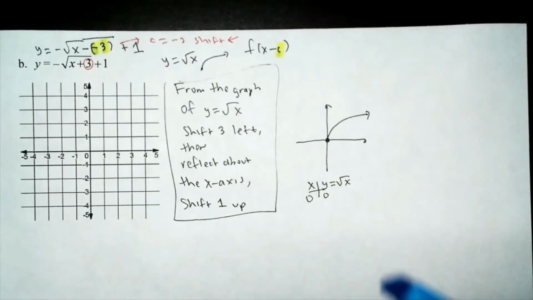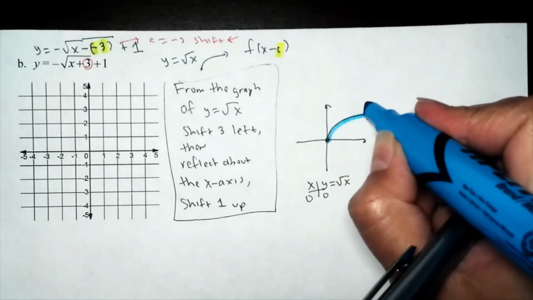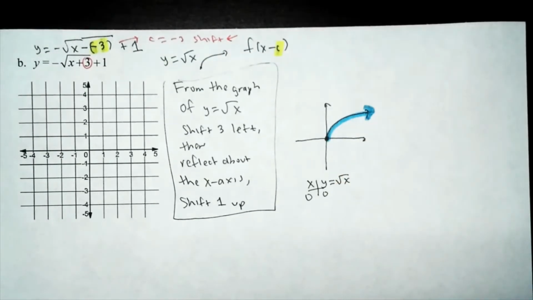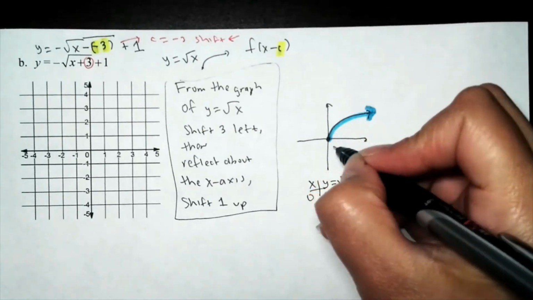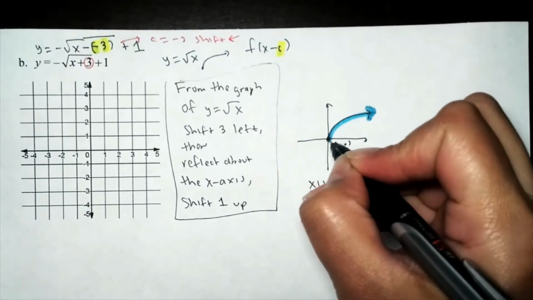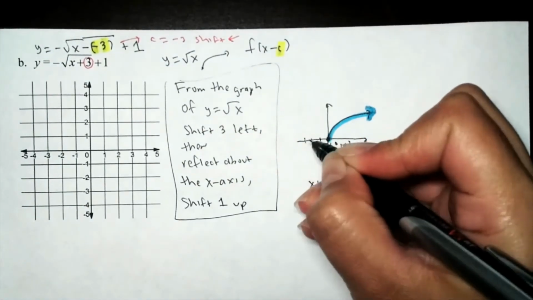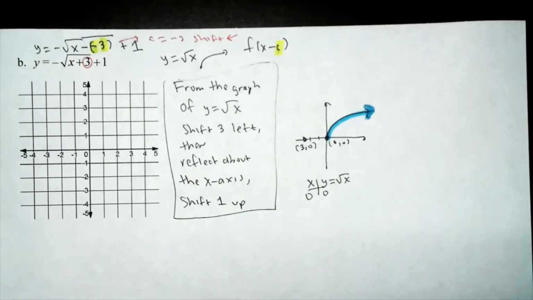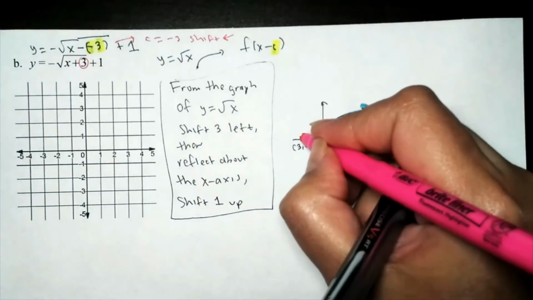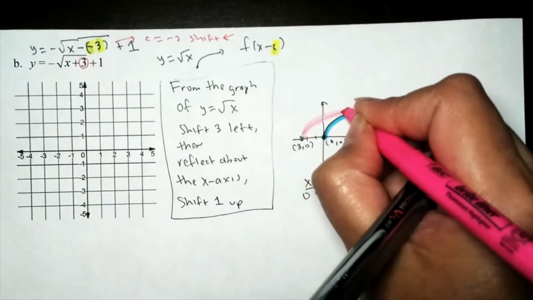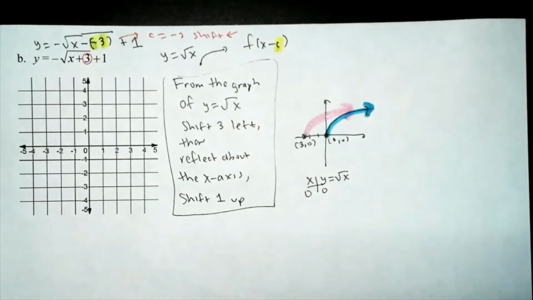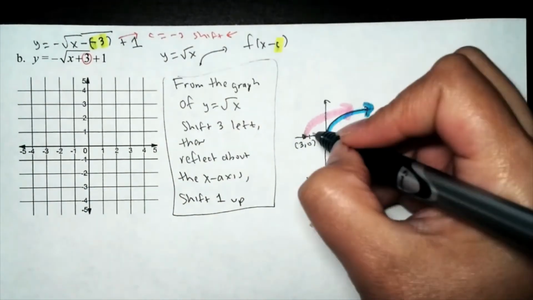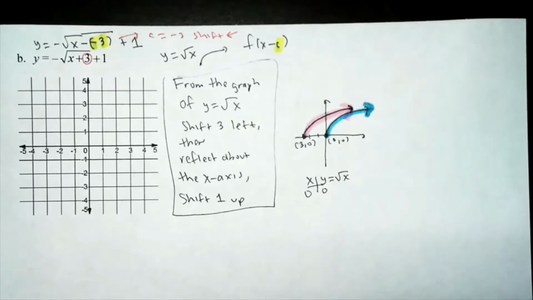Let me highlight that for fake extra credit. And then we're gonna shift 3 left. So I'm at 0, 0. We're gonna go 3 left. So 1, 2, 3. So that will give us 3, 0. And I'll take a different color this time. Okay, pink. Pretend you can see that. This didn't work so well. I should have practiced before making this video, but you get the drift.